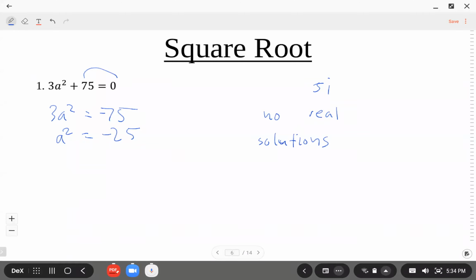So you see here your mistakes, Stephen. It's no real solutions. Okay? Because we can't take the square root of -25. You can take the square root of 25, but not -25.